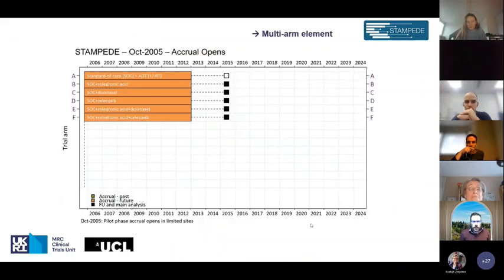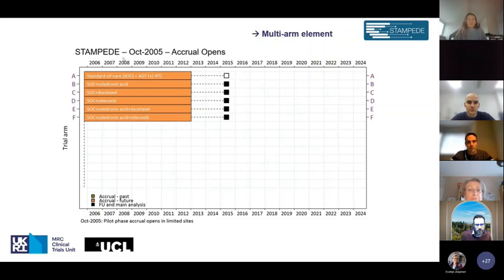So I say it opened as a multi-stage platform trial. You could see the multi-arm element when it started with 6 arms. If this is a framework of time across the bottom, the arms are listed down on the left, and right here, orange represents future recruitment, green represents past recruitment. So orange here is in October 2005. We're planning to recruit for about 7 years, get answers after a further 2 or 3 years of follow-up.